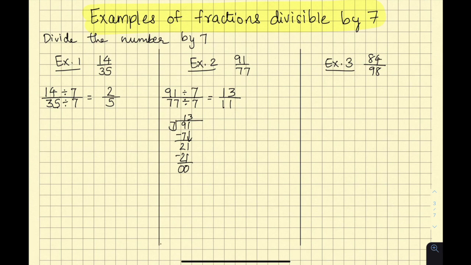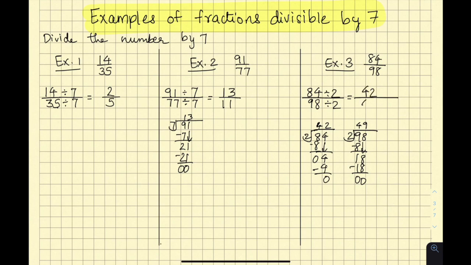Let's move on to the last example, 84 upon 98. Now 84 and 98, if you see, they both are even numbers having 4 and 8 in the units place, so they both are divisible by 2. So we quickly divide them by 2. 2 fours is 8. You get 4 down. 2 twos is 4, which gives you 0. And when you divide 98 by 2, 2 fours is 8, 2 nines gives you 18, and hence when you divide, you get 84 divided by 2 is 42 and 98 divided by 2 is 49.